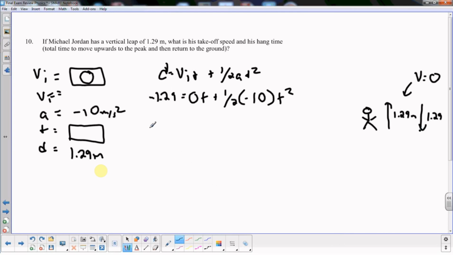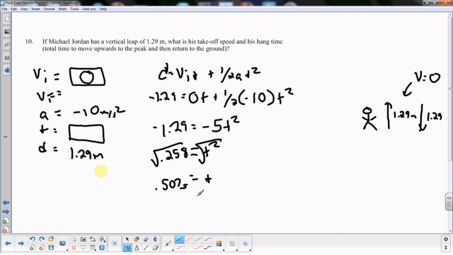-1.29 equals -5t squared. So let's divide -1.29 divided by -5. We'll end up with a t squared of 0.258 seconds squared. Square root of that, t is 0.507 seconds. Let me just confirm that. Yeah, 0.508, 0.507, whatever. So that's 0.507 for the going down, the half a trip.